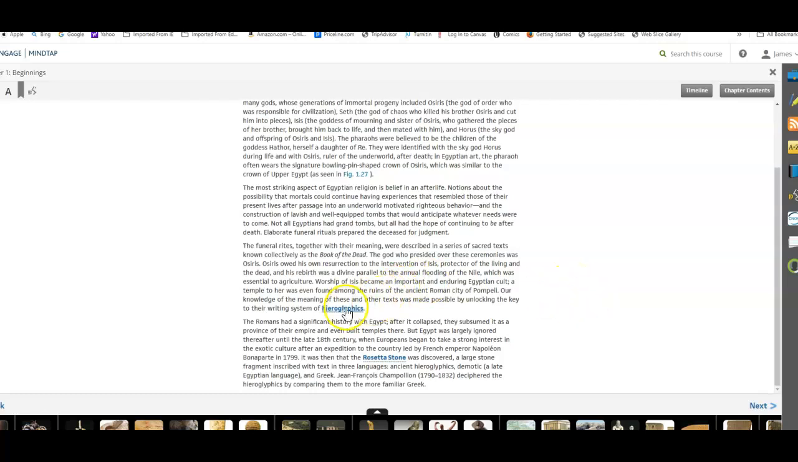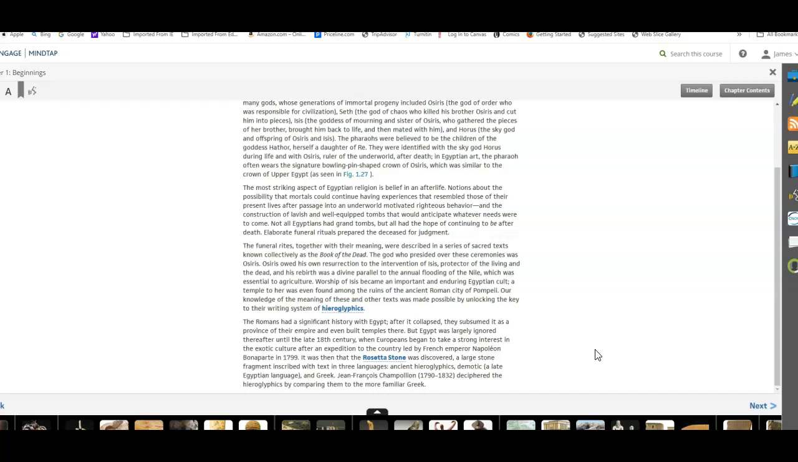Eventually, writing was developed in the form of hieroglyphics. It's not until the 19th century that the hieroglyphics were actually deciphered and wound up being understood. The Rosetta Stone, as it mentions here, had 3 languages on it, including the hieroglyphics. You had a form of Egyptian language called Demotic, and then Greek. And what was recognized eventually was that it was the same message in all 3 languages.